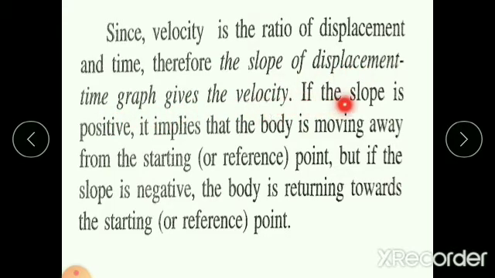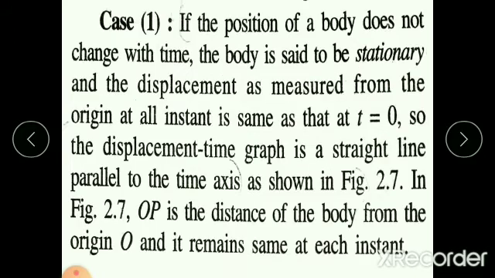Okay, if the slope is positive, it implies that the body is moving away from the starting point. But if the slope is negative, then the body is returning towards the starting point. Keep it in mind, if the slope is positive, the body is moving away from the starting point. If it is negative, the body is returning towards the starting point. Okay? Let us see the first case.